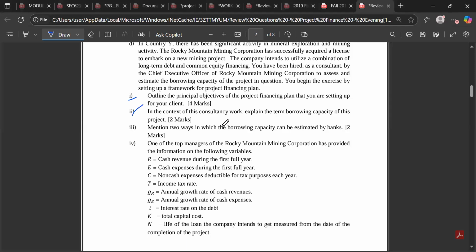It says mention two ways in which borrowing capacity can be estimated by banks. So the majority of banks just use two things. They use the present value of net cash flows, and they also use the debt service coverage ratio, the DSCR, as a measure of this.